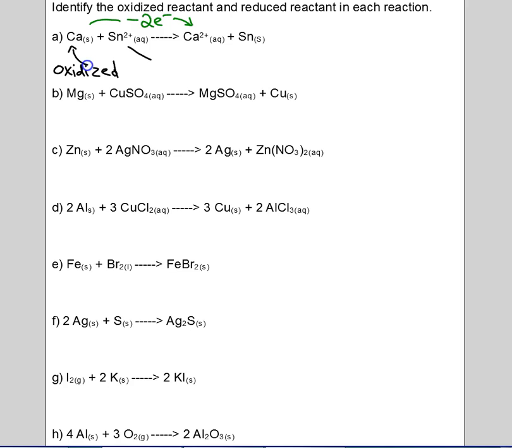Likewise, we have tin, which already had a charge, and it is the reactant which is being reduced. And in this case, we can see that it's being reduced because to go from a charged particle with a positive charge to no charge, it had to have gained 2 electrons.